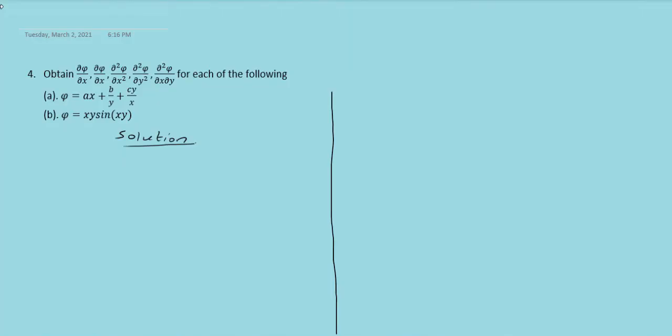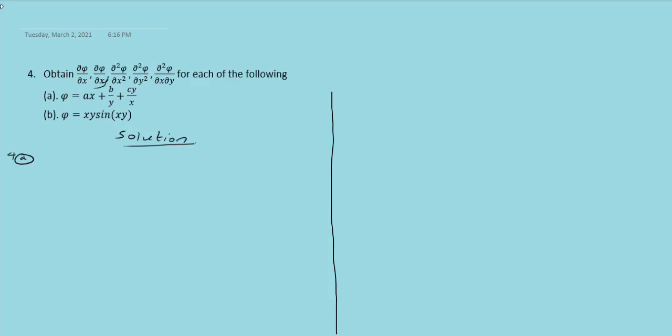Okay. Let's continue now. 4a, obtain all these: the phi dx, the phi dy, the square phi over dx square, the square phi over dy square, the square phi over dx dy, for each of the following.